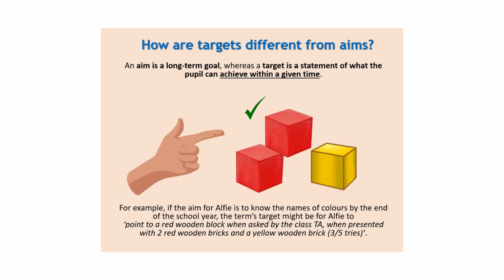How are targets different from aims? An aim is a long-term goal, whereas a target is a statement of what the pupil can achieve within a given time. For example, if the aim is for Alfie to know the names of colours by the end of the school year, the term's target might be for Alfie to point to a red wooden block when asked by the class TA, when presented with 2 red wooden bricks and a yellow wooden brick, 3 out of 5 tries.